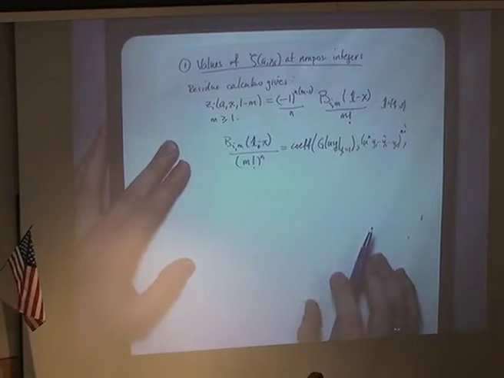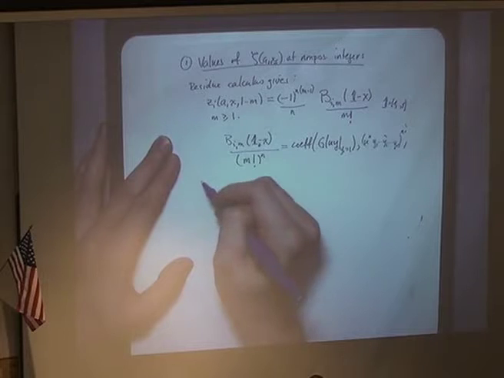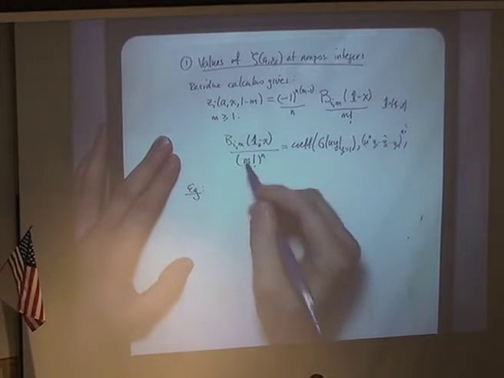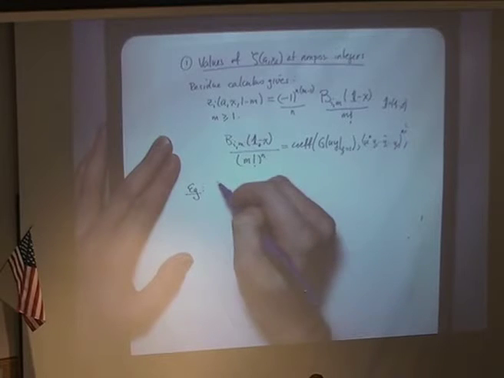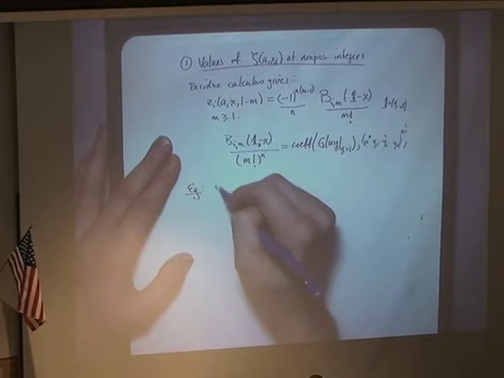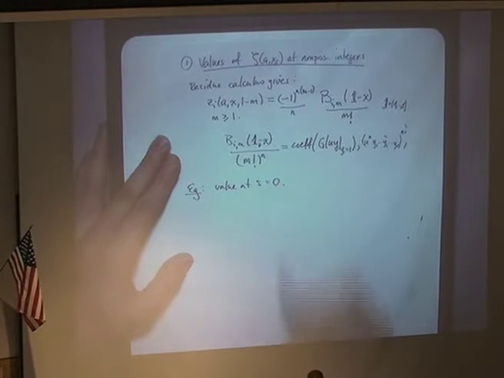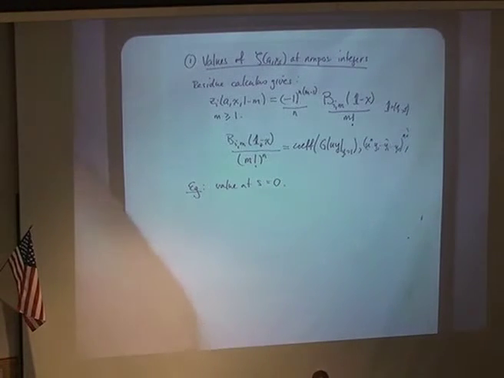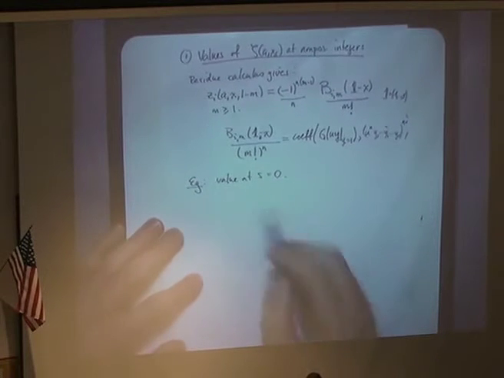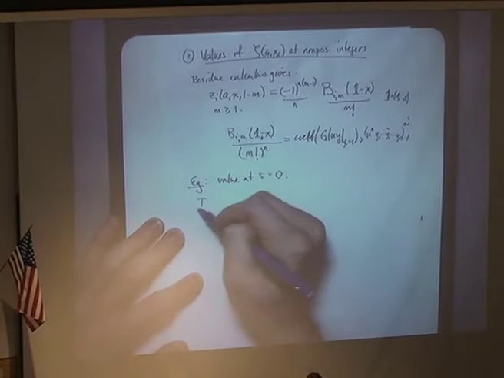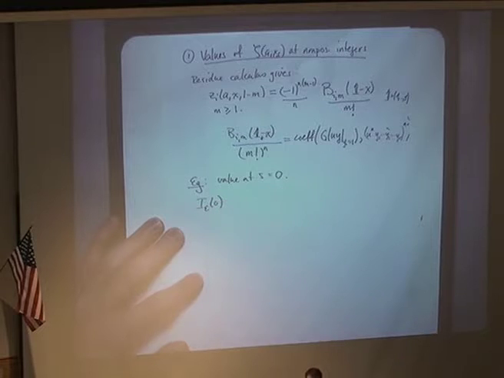So let's do an example, especially because it's important from the point of view of Stark's conjecture. Let's look at the value at 0. Let me call this integral here I epsilon of s. So let's try to evaluate I epsilon of 0.